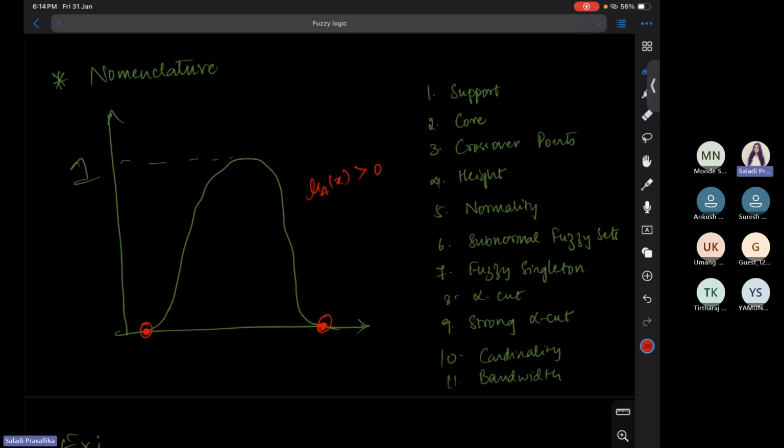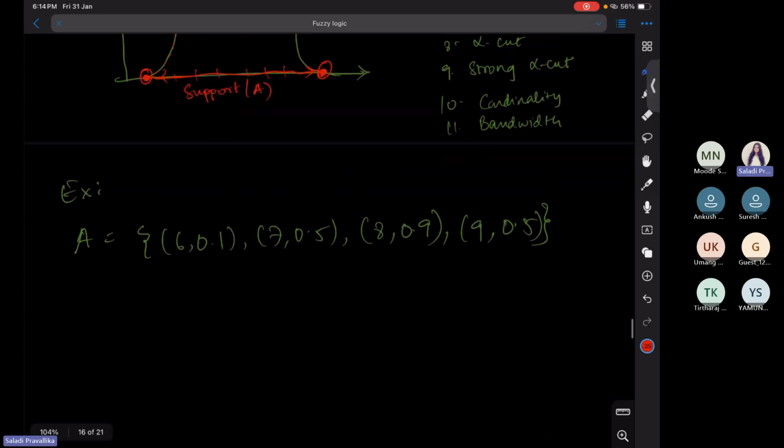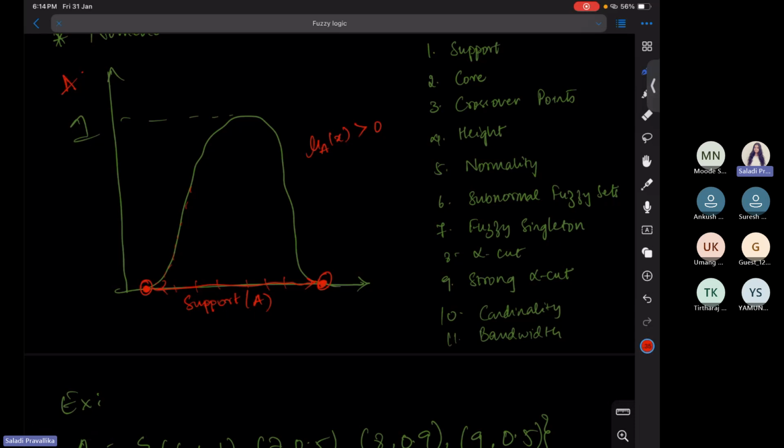So all the values in between these, all the values of x here, are my support of A. If I'm calling this membership graph as A, then all the x values when the membership function is not equal to 0 are called the support. Okay. Right. Then let's look at core.